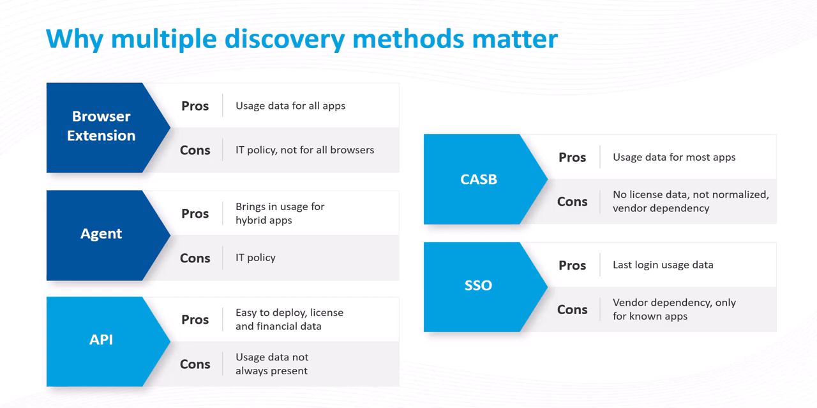In Flexera, we believe in having multiple discovery methods when it comes to SaaS. This includes using the API to pull in subscription data, combining that with agent usage, browser extension activity, CASB, and SSO. And for this video, we're going to assume that these discovery methods have been set up previously, so we won't go in detail on that. Please refer to the documentation on how to set these different discovery methods in your environment.